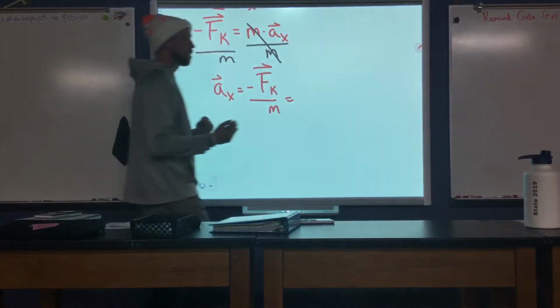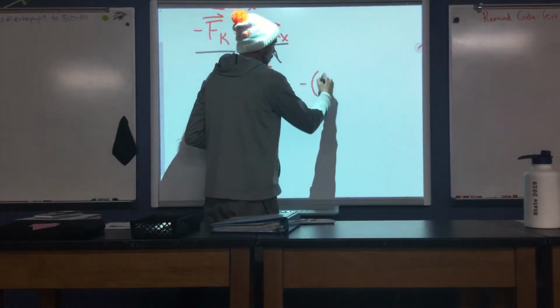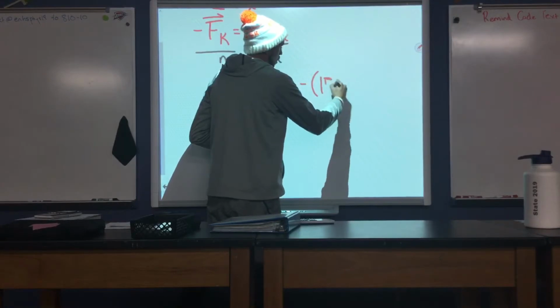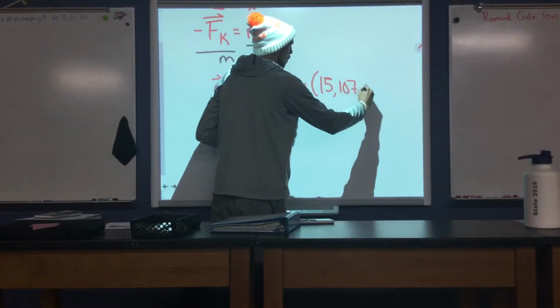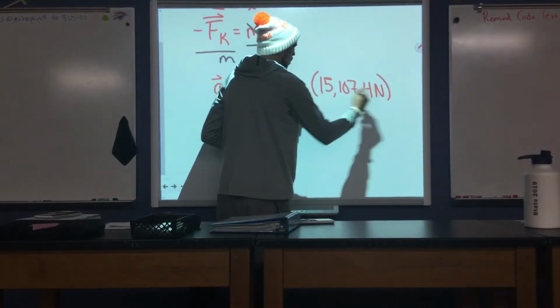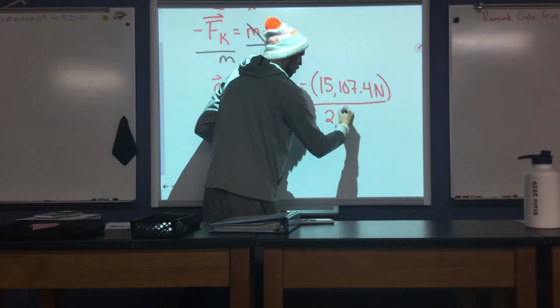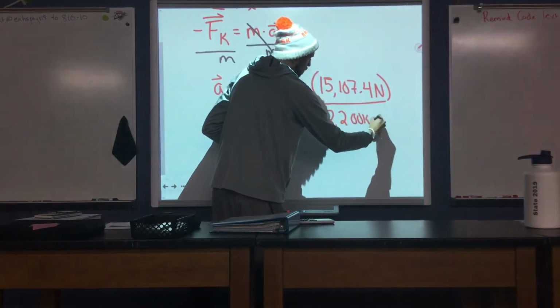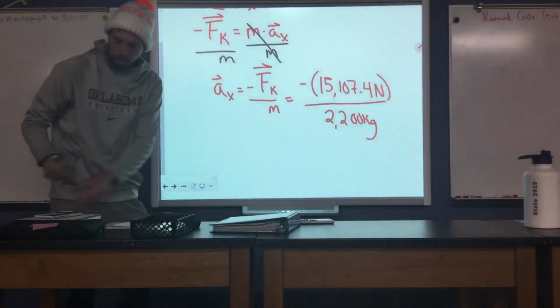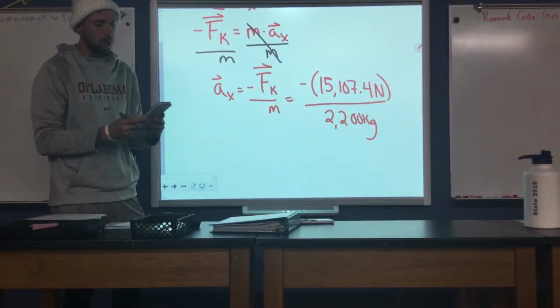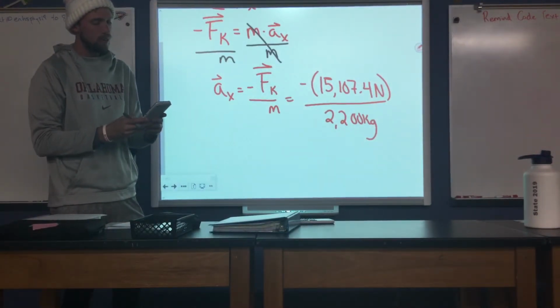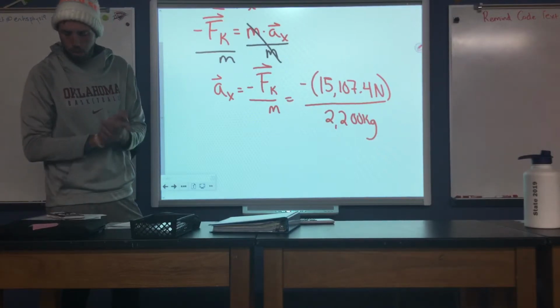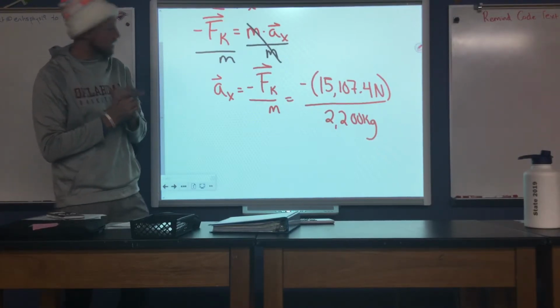F sub k was, I believe, 15,107.4. There's a negative here, newtons, divided by our mass, 2,200 kilograms. So, take our values, negative 15,107.4 divided by 2,200, we get approximately negative 6.87.